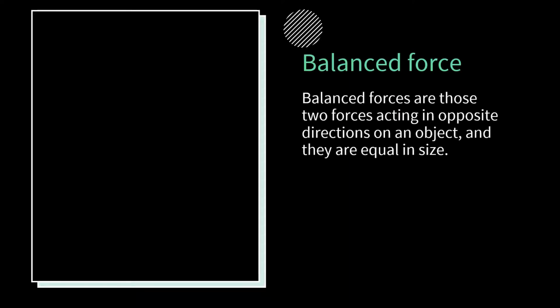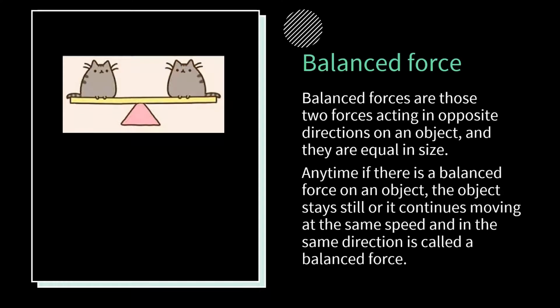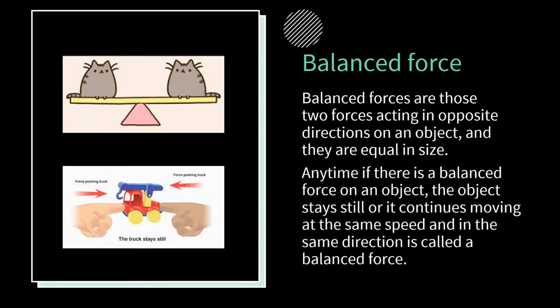Before judging the reason why this happened, let us learn a concept. One is balanced force. What is it? Balanced forces are two forces acting in opposite directions on an object, and they are equal in size. This you have to keep in mind. They are equal in size. Anytime there is a balanced force acting on an object, the object either stays still or it continues moving at the same speed in the same direction. This is called a balanced force.